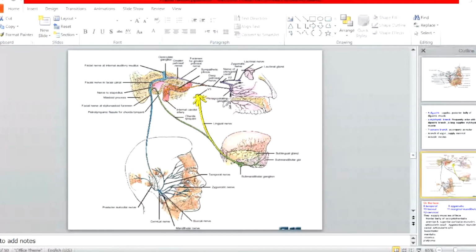Here are the five branches: the temporal, the zygomatic, the buccal, the marginal mandibular, and then the cervical branch for the supply of platysma. The cervical branch also gives a branch for the posterior belly of digastric muscle. All these muscles are derived from the second pharyngeal arch. So this is for the components of the facial nerve.